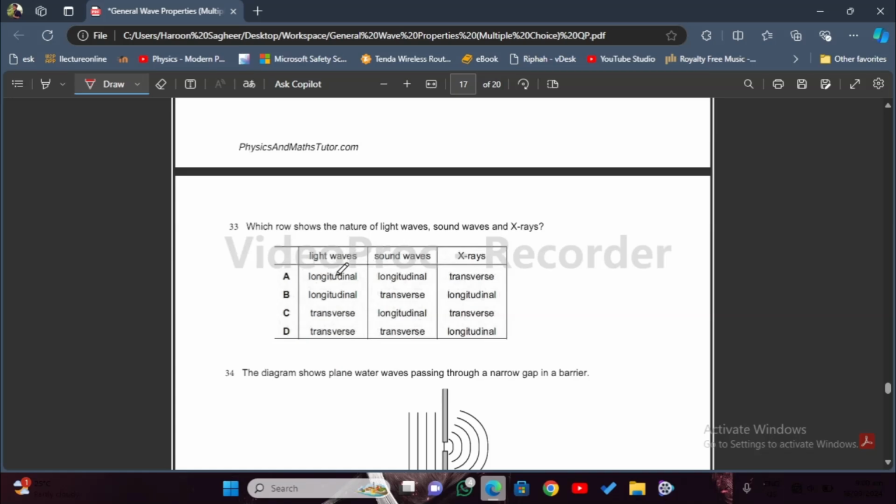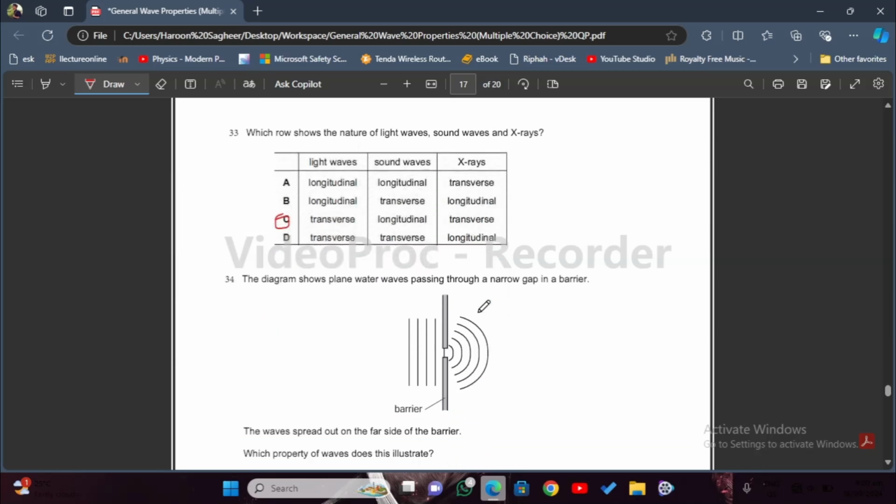Oh no, we haven't. So light waves are transverse, sound waves are longitudinal, and X-rays are transverse too. So we would find the option, which is option C. Light waves are transverse, sound waves are longitudinal, and X-rays are transverse.